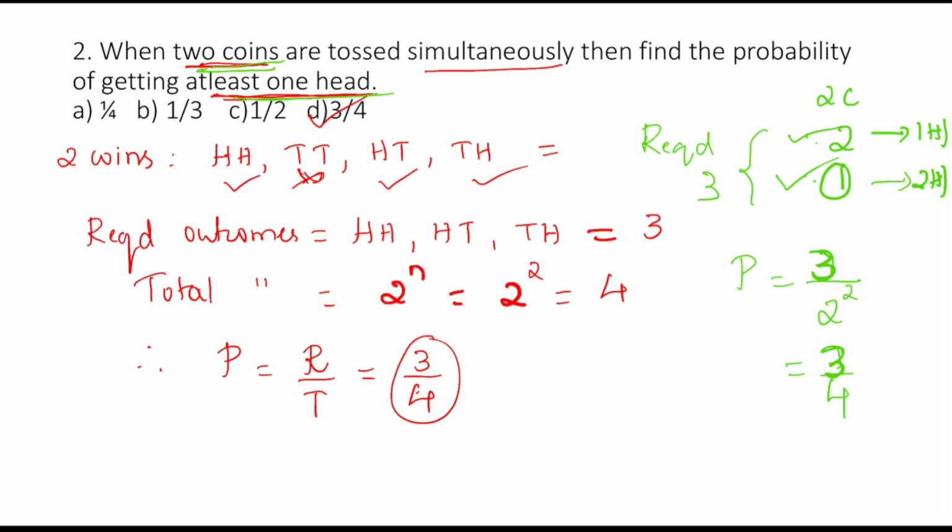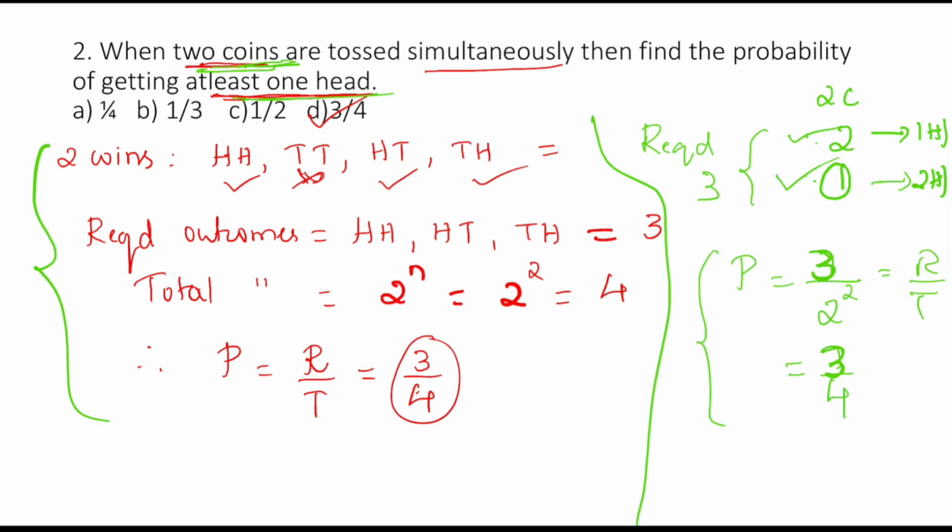So probability is required divided by total. Required is 3 and total is 2 raised to 2 coins. So it is 3 by 4. Okay, so just compare here. Instead of doing all these things, we can get it in just one step.